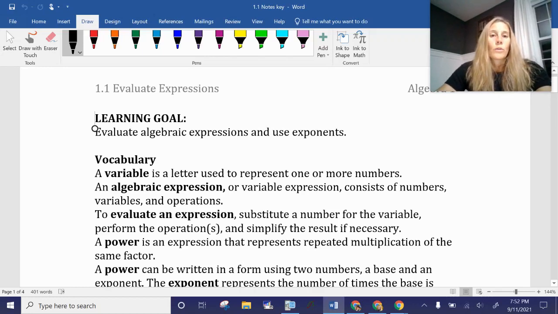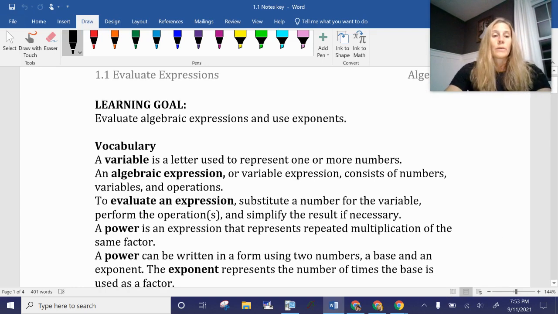Good morning. So this lesson is starting chapter 1 of Algebra 1, and our first lesson is on evaluating expressions. So to evaluate algebraic expressions, and we're also going to use exponents within those as well. So a little bit of vocabulary review here.